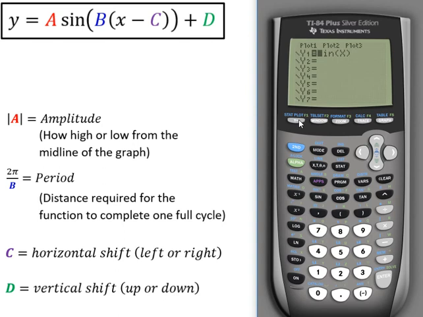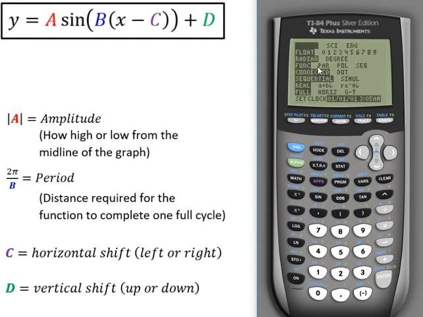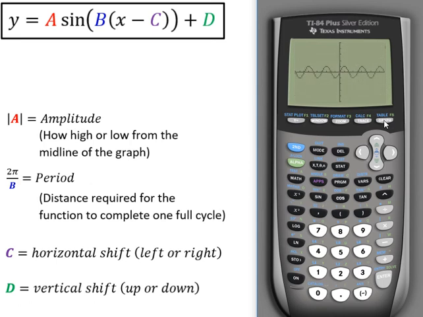Now, let's say we want to change this a value out in front. Let's say we want 3 sine, so 3 sine x. I'm going to make sure that in my mode right here, I'm in radians. I'm going to hit graph. You don't have to do that every time, you just need to make sure you're in radians if you're counting in radians, or degrees if you're counting in degrees.